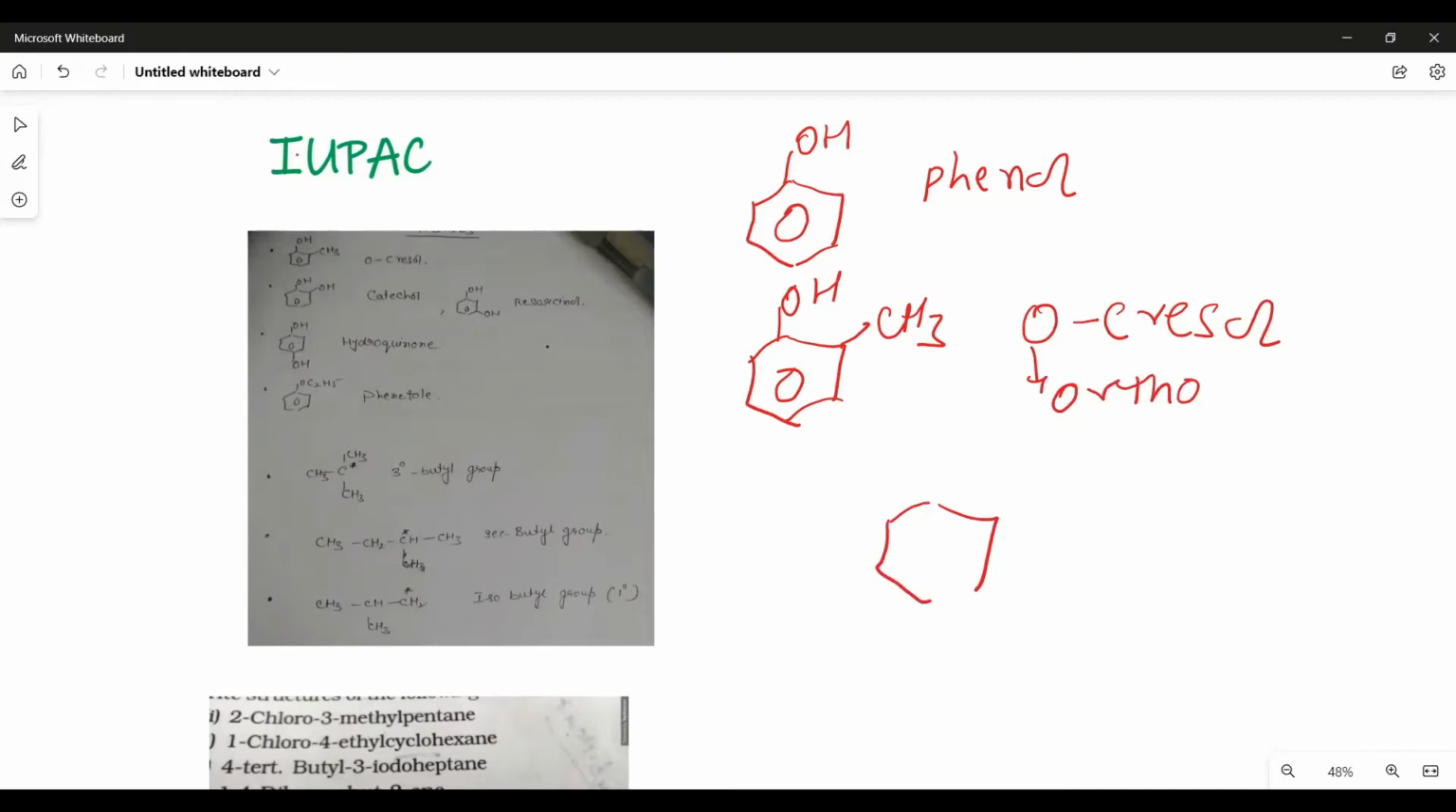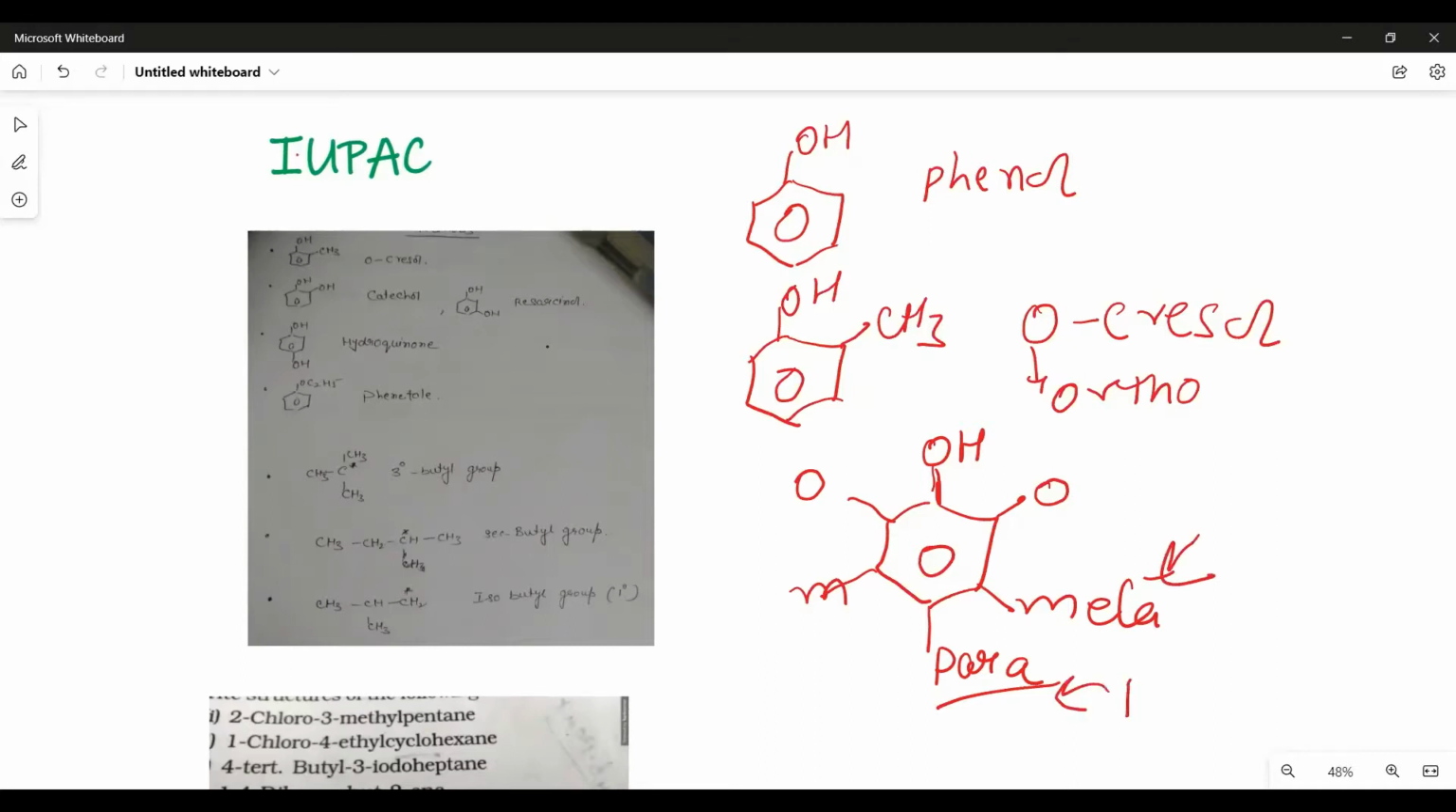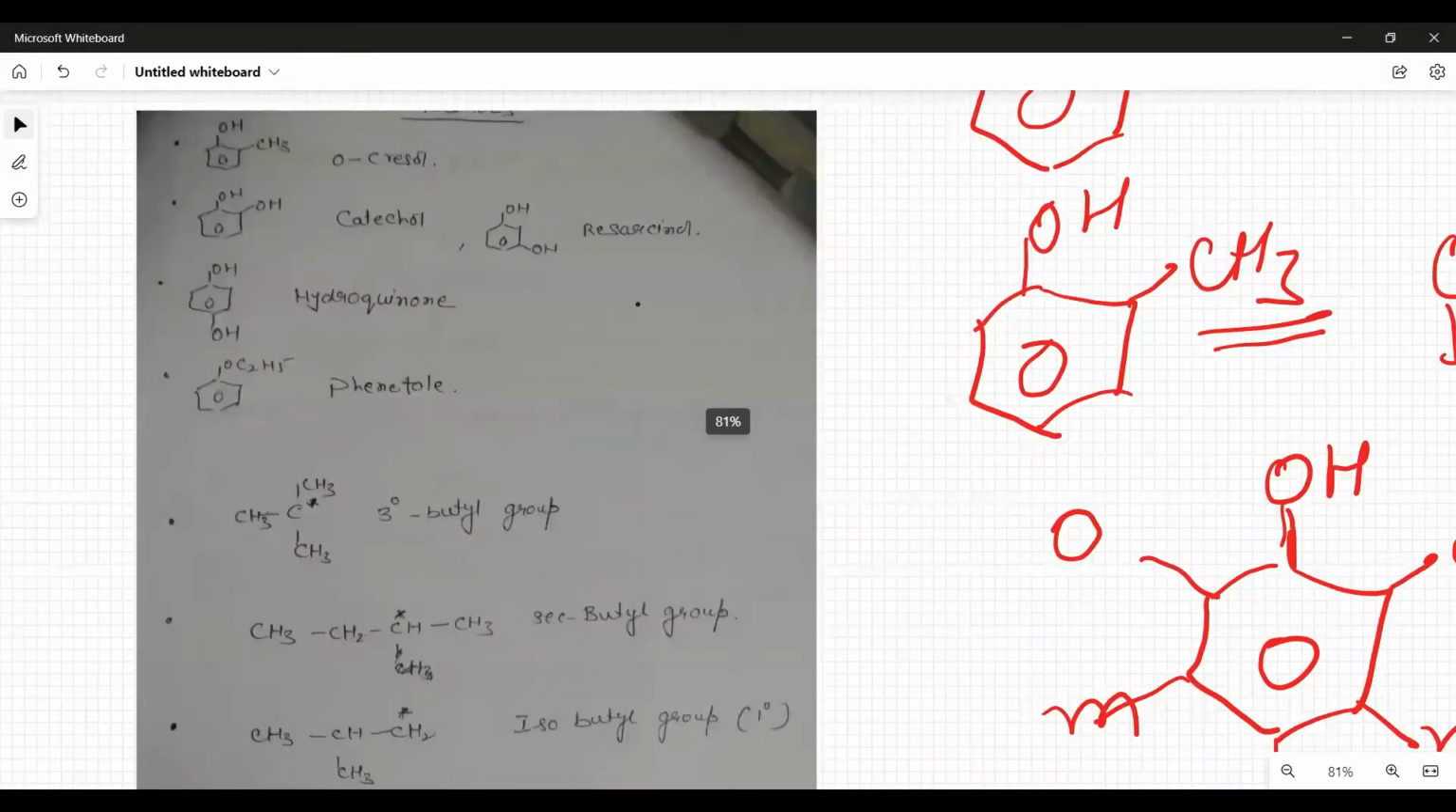As you have already seen in the junior class, if a functional group like OH is present over here, this is the ortho position, this is another ortho position, this is a meta position, this one is also meta, and this position is the para position. So you can easily understand that O means ortho, M means meta, and P means para position. Accordingly we have to write O, M and P.